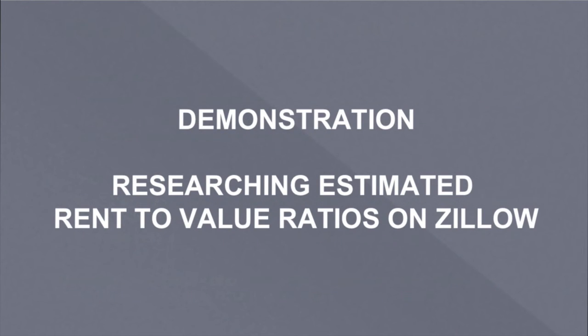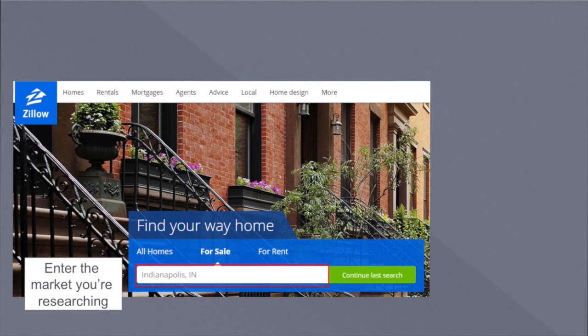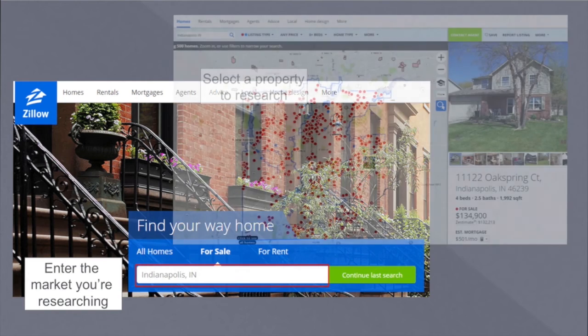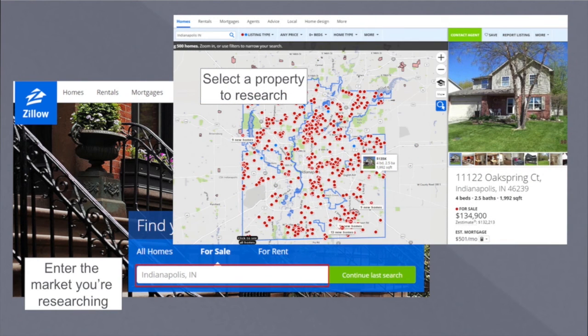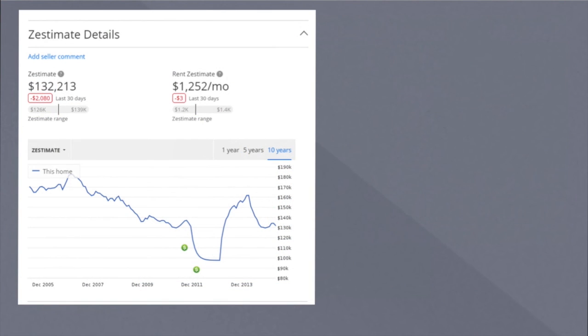All right, let's take a look at how we research this stuff. We're going to go back to good old Zillow. We've talked about Zillow a lot. So you just go to the website and you enter any market. So if you're looking in Indianapolis, as you see on this screen, we've done lots of business in that market for many, many years, and it's been very good in terms of a cash flow market. But you can look anywhere. So put in your market and then select a property to research. Just pick one. It doesn't really matter for this purpose. And then you're going to see the Zestimate, the estimate of the value, and then you're going to see the rent Zestimate, the estimated rent.